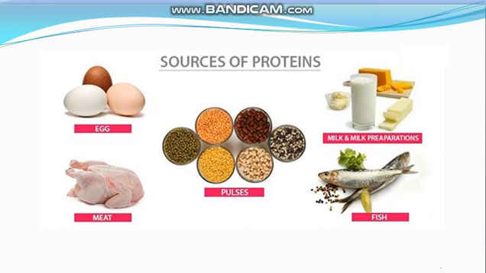Then these are the pictures showing sources of protein. These are the eggs, this is meat, these are the different types of pulses, these are milk and other dairy products, and this is fish. So these are the products which contain a higher amount of proteins.